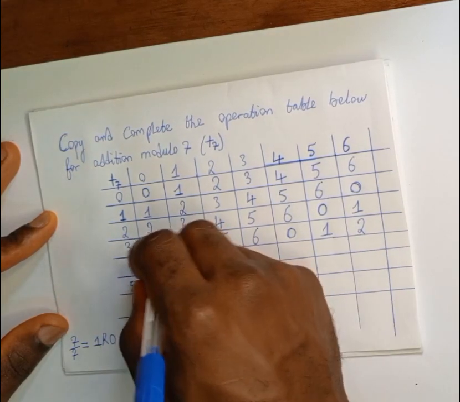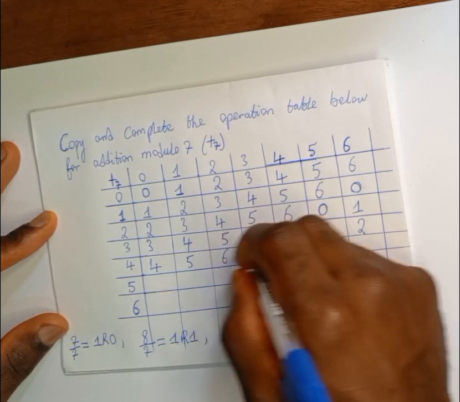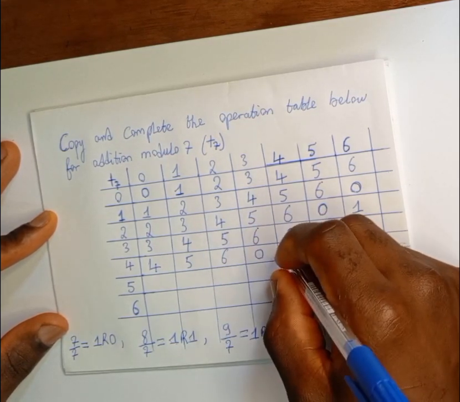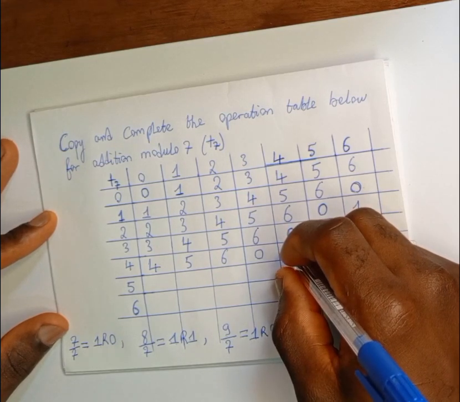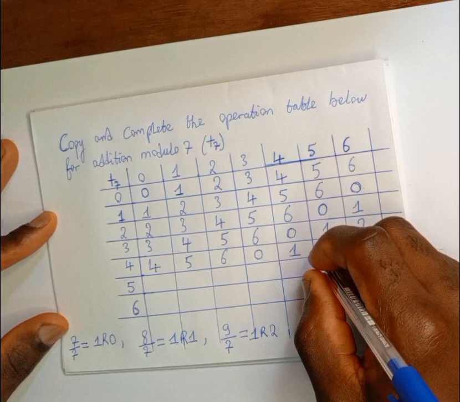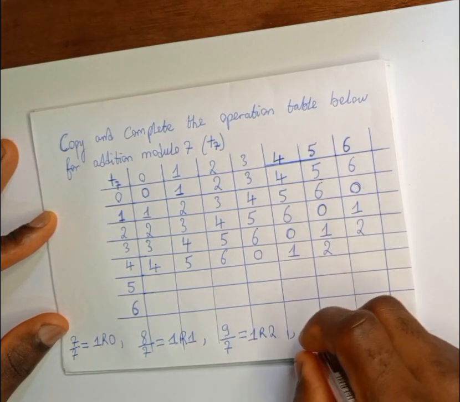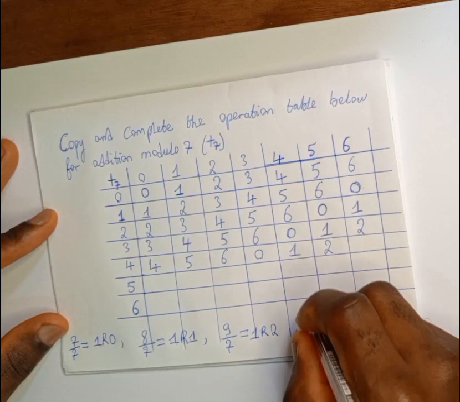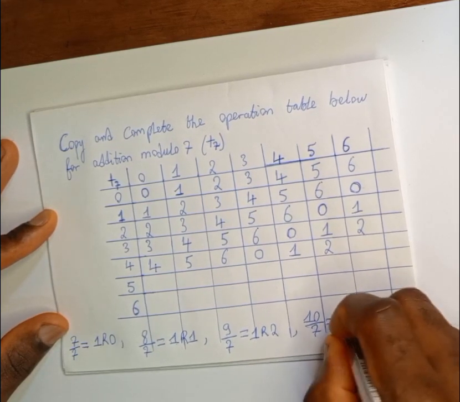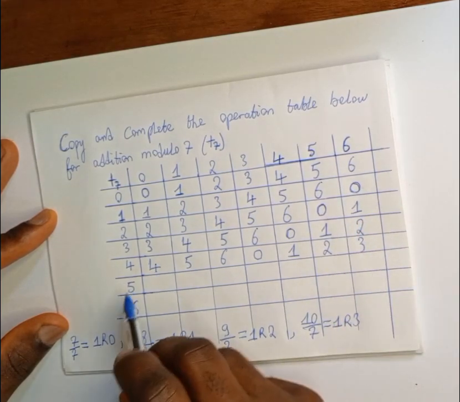4 plus 0 gives 4. 4 plus 1 gives 5. 4 plus 2 gives 6. 4 plus 3 gives 7. 7 in modulo 7 is 0. 4 plus 4 gives 8. 8 in modulo 7 gives us 1. 4 plus 5 gives 9. 9 in modulo 7 is 2. 4 plus 6 gives 10. 10 divided by 7 gives us 1, remainder 3. We write 3 here. We go now to 5.